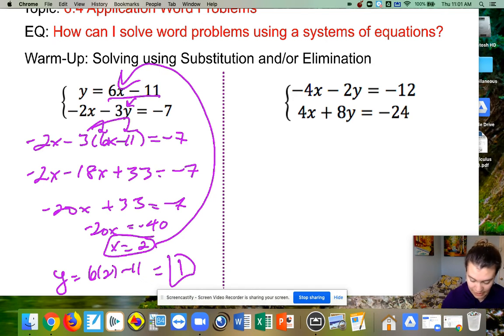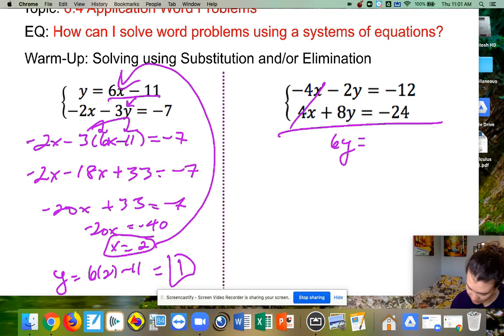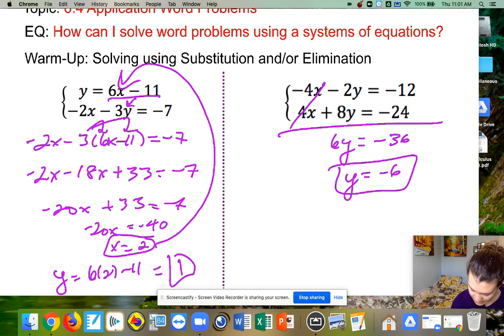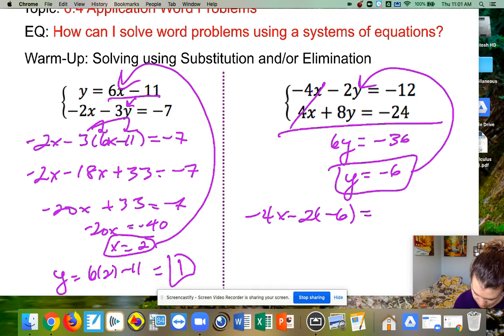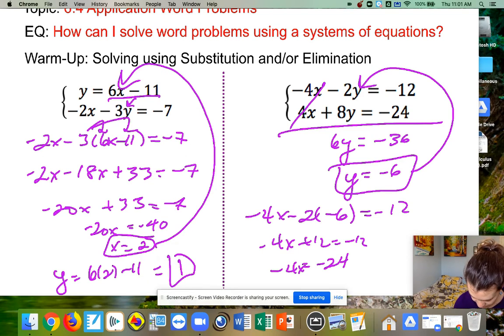This next one I'm going to do by elimination because you can cancel those out. So then you'll end up getting 6y equals negative 36, divided by 6, and y equals negative 6. Take this then and plug it back in for y. So you have negative 4x minus 2 times negative 6 equals negative 12. Negative 4x plus 12 equals negative 12. Negative 4x equals negative 24. x will equal positive 6 here.